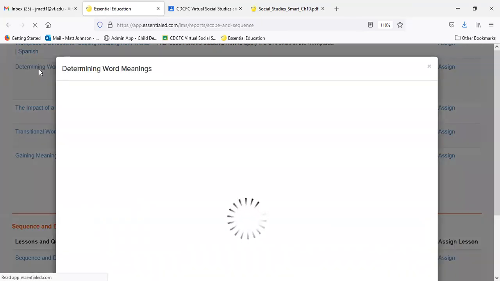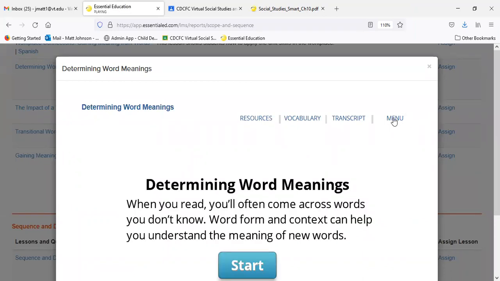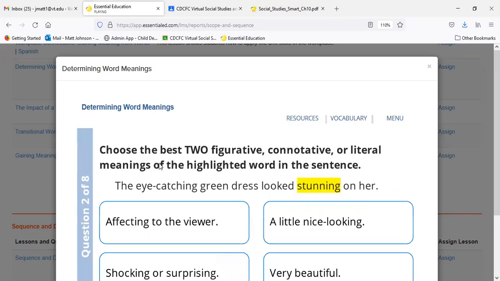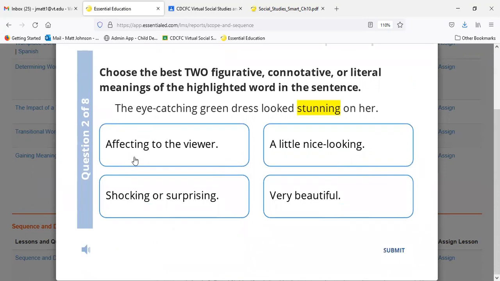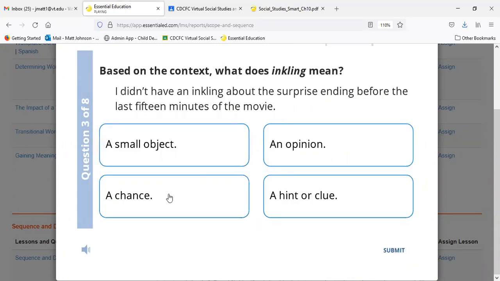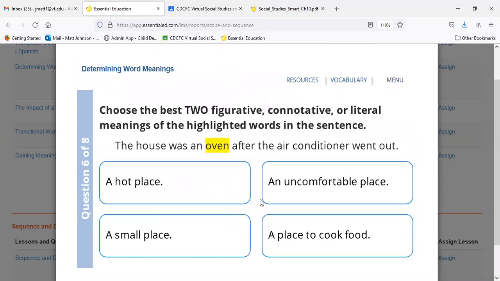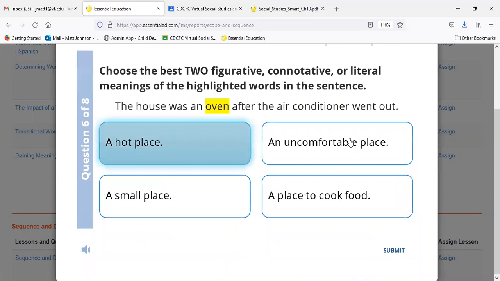I just want to go back real quick, just to make sure we're all clear. I'm going to start with question two. This is the lesson on determining word meanings. It says choose the best two figurative, connotative, or literal meanings of the highlighted word. I completely overlooked that. So you can click on very beautiful and affecting to the viewer. Then I'll skip to the next one like that, six, right? The house was an oven, which is a hot place and an uncomfortable place. Question three was a hint or clue, so there's just the one answer there. And then that's right.